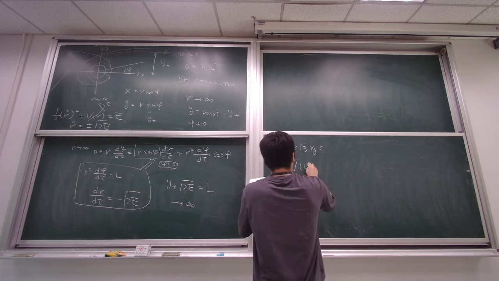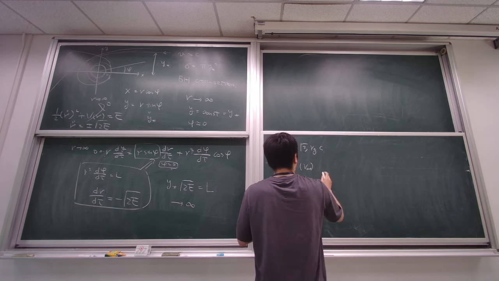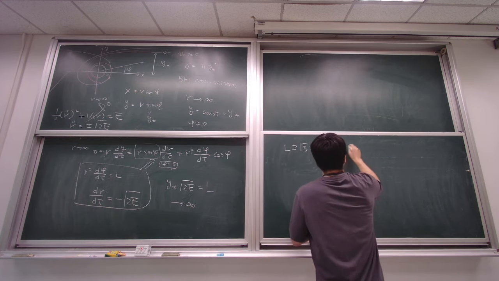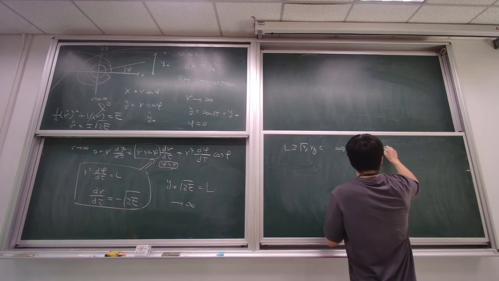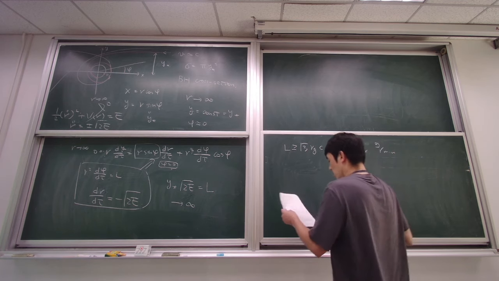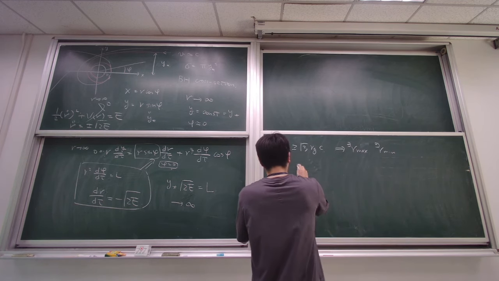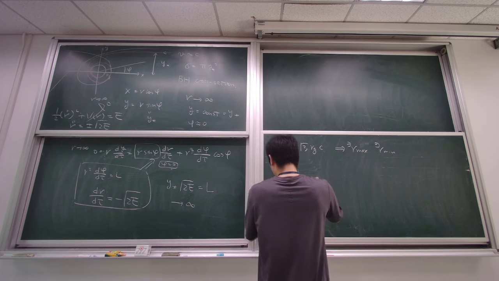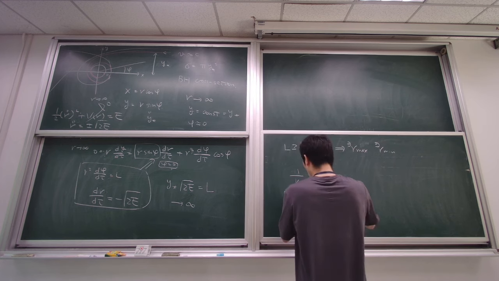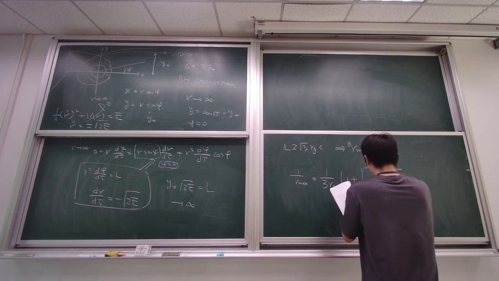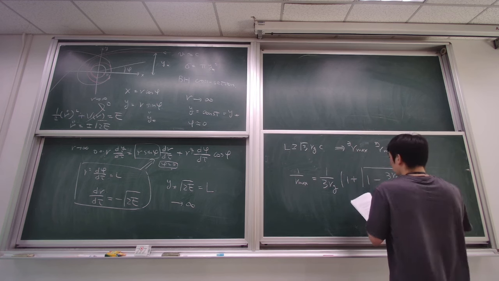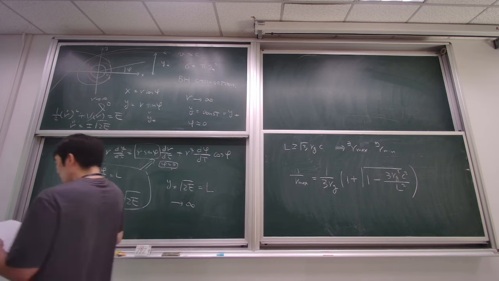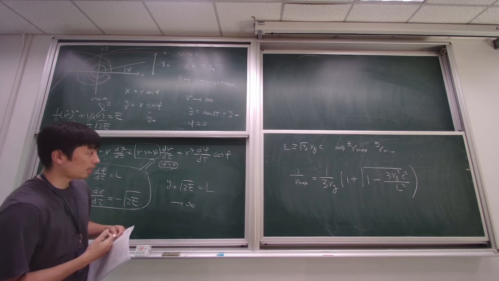Then V_R has the maximum, V_R max, and then you have a V_R. I mentioned that this is the R max exists, and R min exists. So then one can compute R max. 1 over R max is equal to 1 over 3rg, times 1 plus square root of 1 minus 3rg squared c squared over L squared. So that's what you get from this analysis.